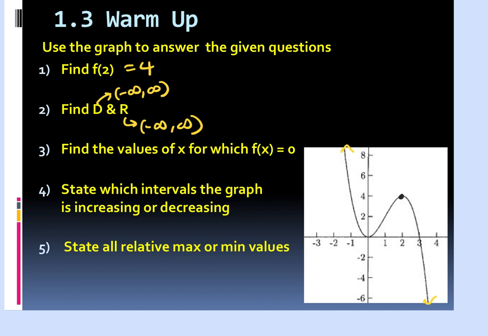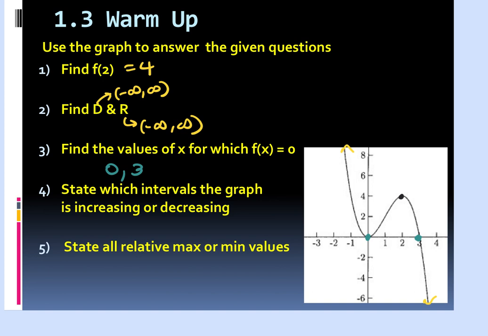Number 3 says find the values of x for which f of x equals 0. So now we're saying the y would be 0, or these are also the x-intercepts. What values of x are they at? What are those values of x? 0 and 3. And we list them. That is not a coordinate point, okay? That is a list of all the zeros.